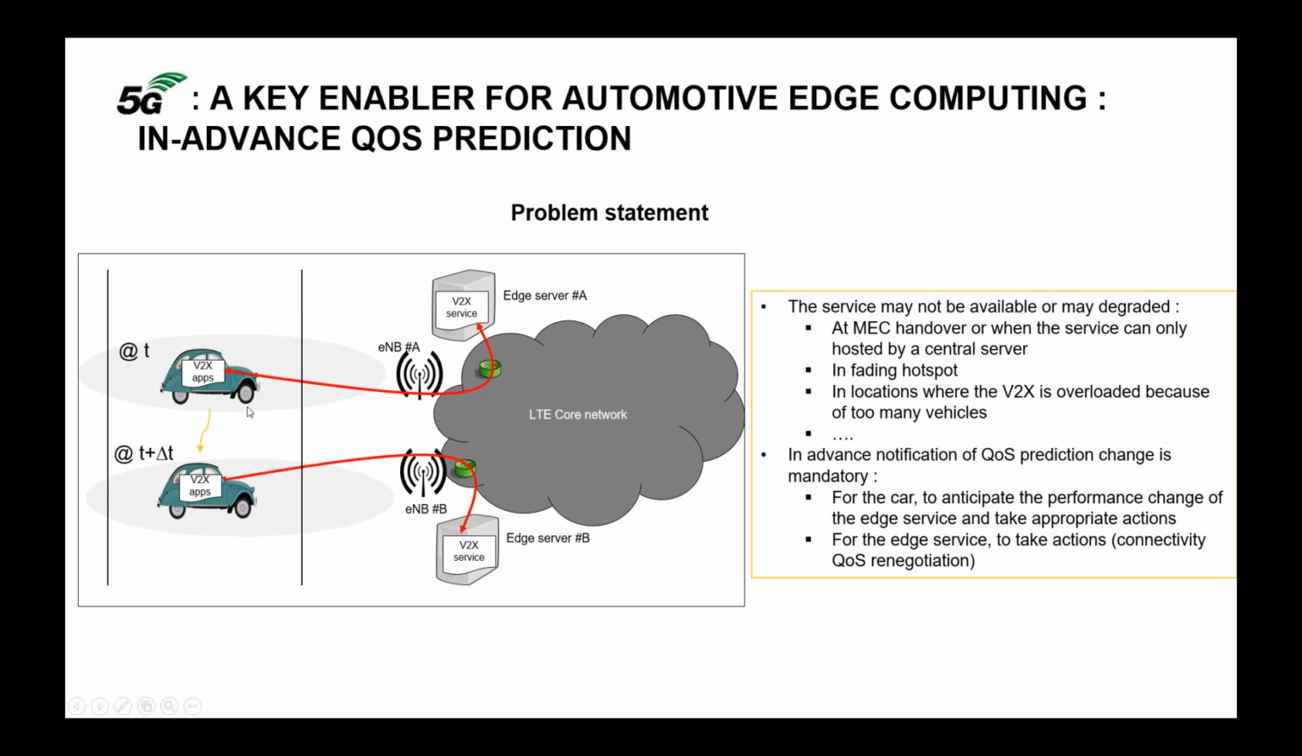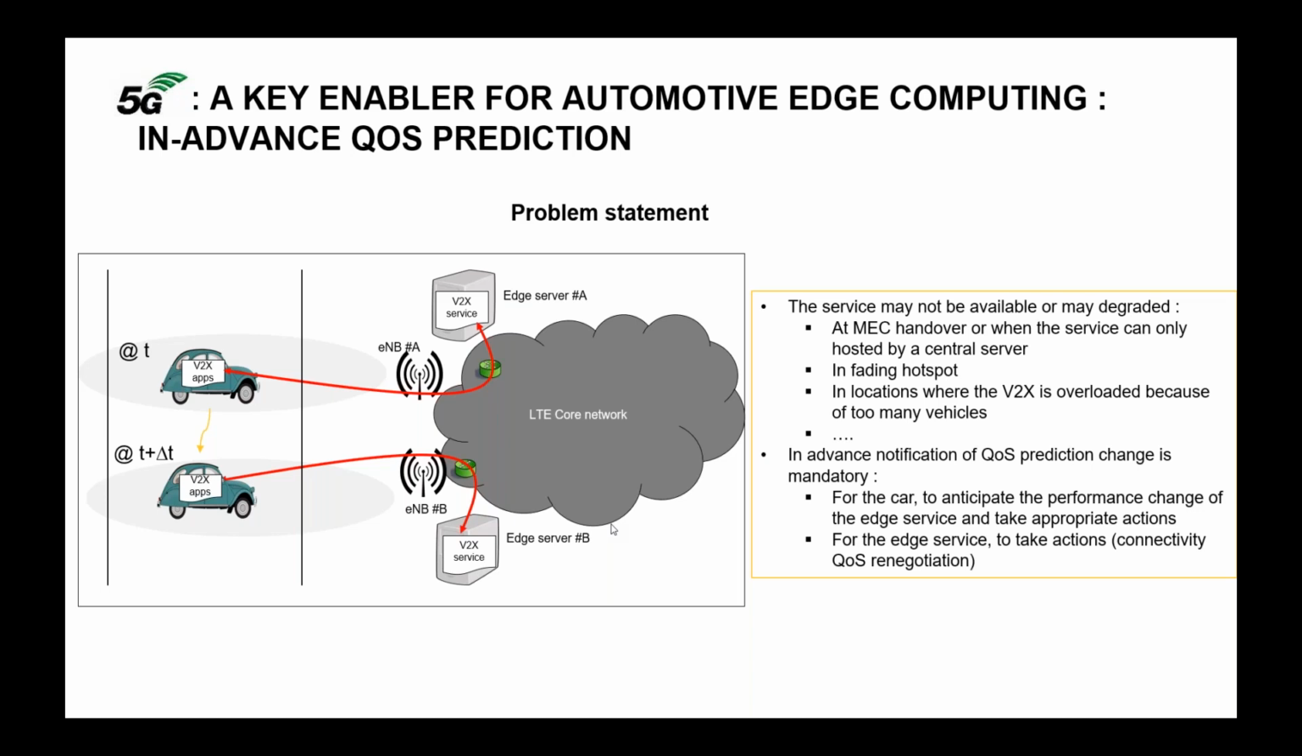During this period of time, you may have lost the services, or they may have been degraded. There are also some cases where your quality of service will be worse than what you were expecting, because you are driving in a hotspot of very strong fading, or because you are arriving in a location where there are many vehicles which are all requesting high-cost demanding connectivity. So it's really key that you are notified in advance about the quality of service prediction change or even loss, for the car to anticipate and take appropriate actions.